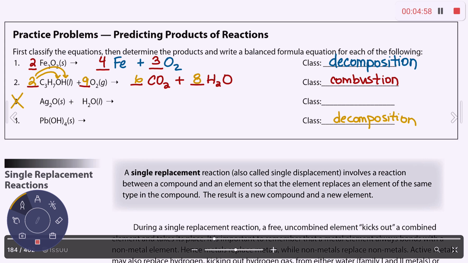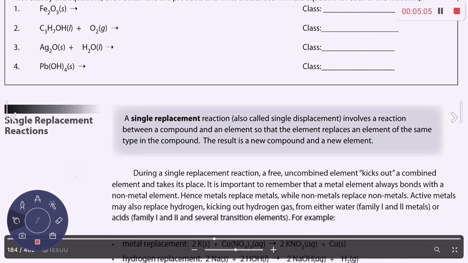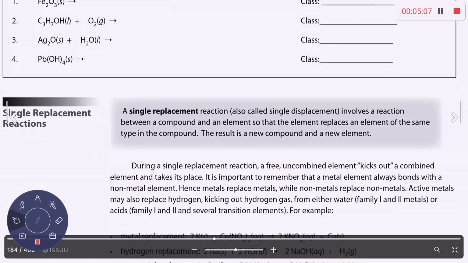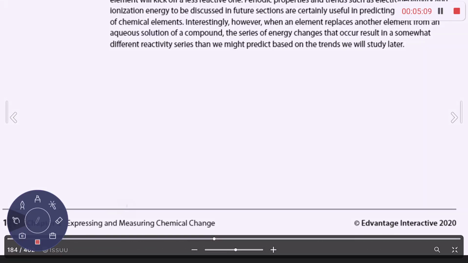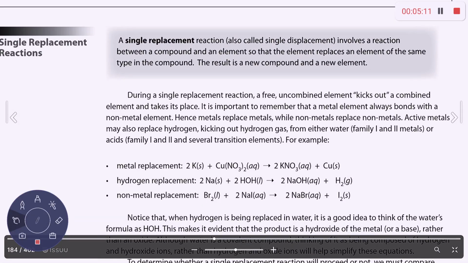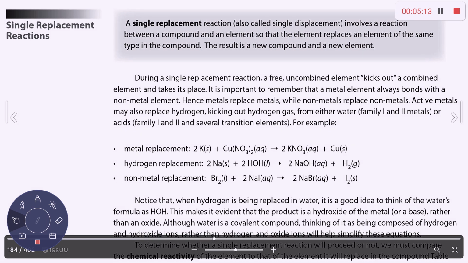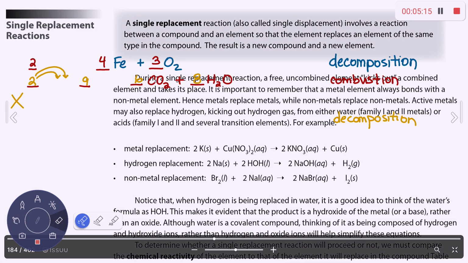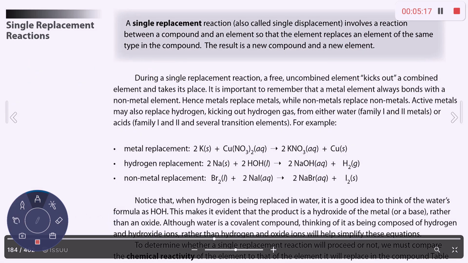Let's talk about single replacement reactions, of which there are a few different types. So this is going to involve an element with a compound. And there are 3 versions. So let me go over the 3 different types. And you can figure out whether you want to highlight stuff or not.